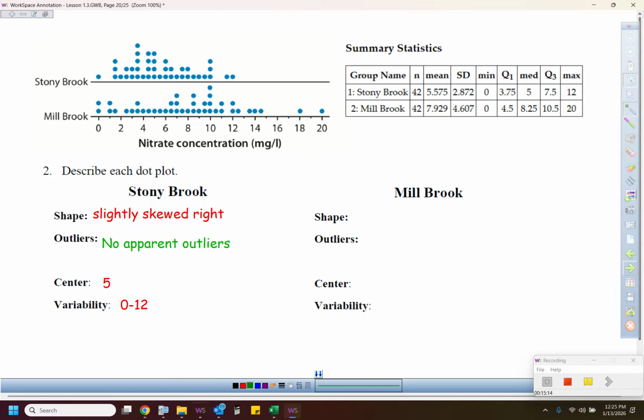Why don't you try, table group? See if you can describe it with SOCV. If you mess up, no big deal. We will fix it, right? But see if you can describe that. Shape. What do you think about shape? Skewed to the right is a possibility. Any other thoughts?